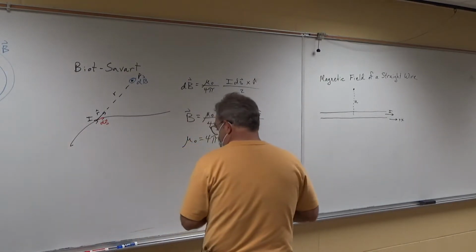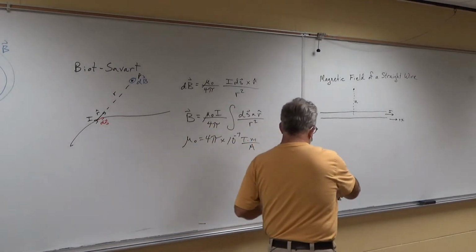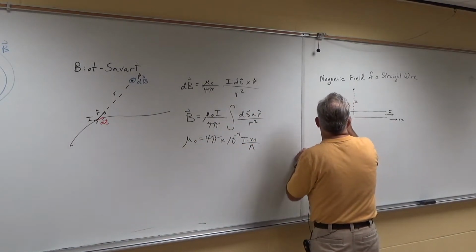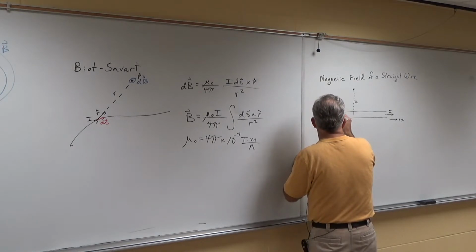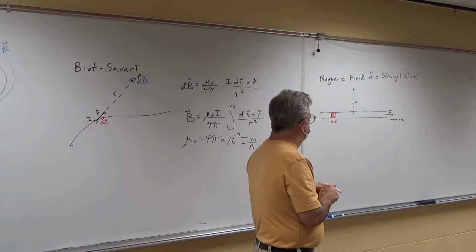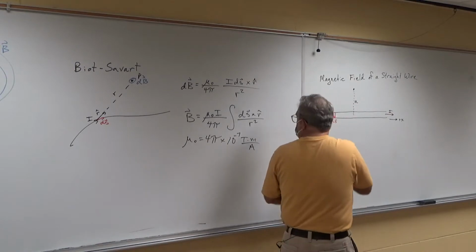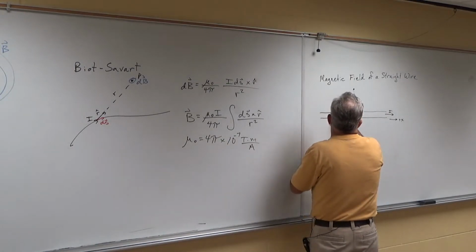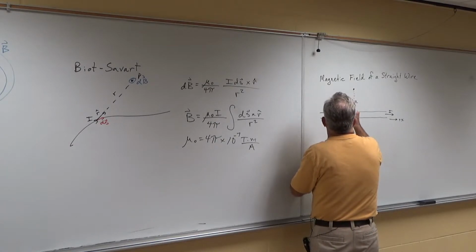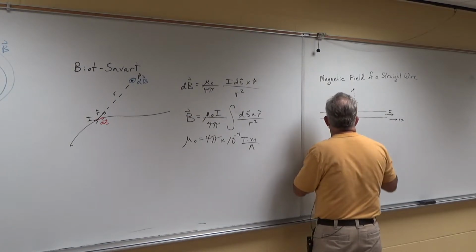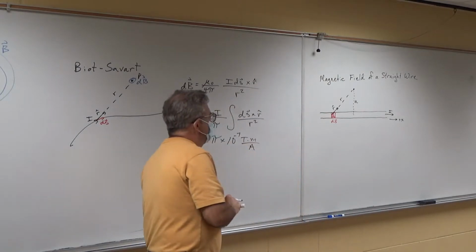Well, break it up into little segments of current. So here's a little current segment. I'll represent it by ds. That's a little displacement in that direction. I'm doing just what I did over here, only a little bit more carefully. That's r hat. This distance is r. All right?